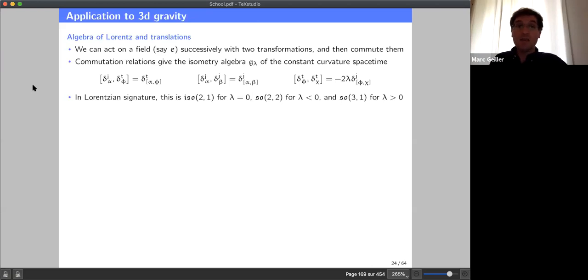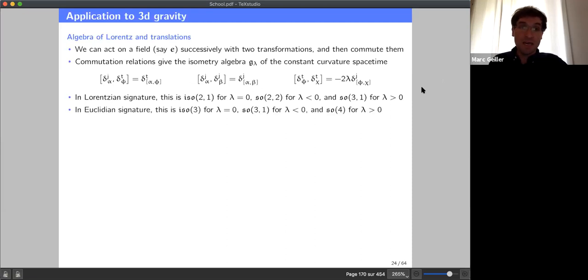So more precisely, if you are in Lorentzian signature, which we do here, in the 0 cosmological constant case, the isometry algebra of Minkowski space is just the 2 + 1 dimensional Poincaré algebra, so ISO(2,1). If the cosmological constant is negative, the isometry algebra of anti-de Sitter space is the conformal algebra SO(2,2). And if the cosmological constant is positive, the isometry algebra of de Sitter space is the Lorentz algebra SO(3,1).